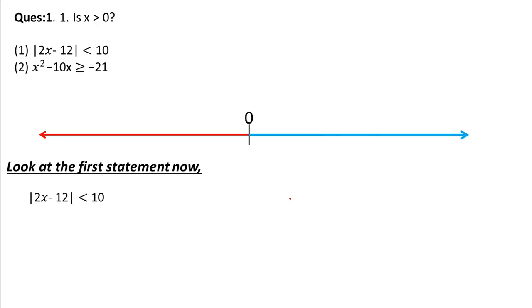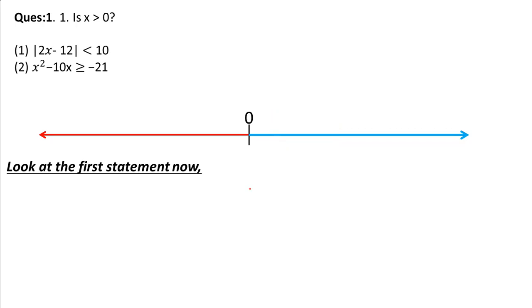Now if x would have been less than 6, then this quantity would have become negative. That means the modulus will open with negative sign, or 12 minus 2x is less than 10. 2x is greater than 2, or x is greater than 1. So I have 1 here, and x is less than 6. So 6 here. So x belongs to this region. That is also again total blue area.